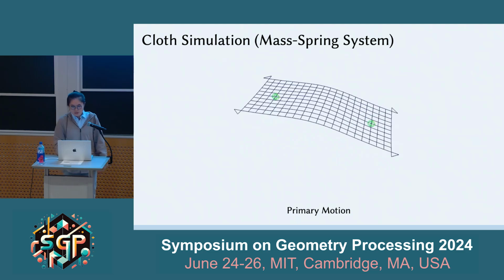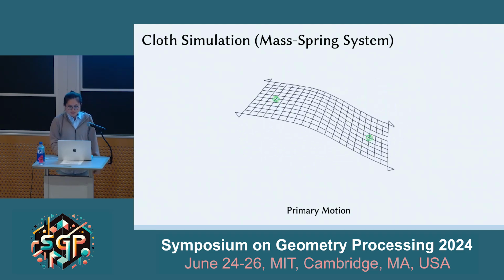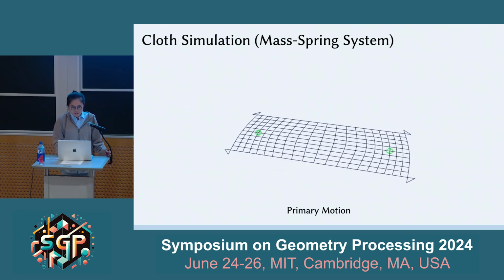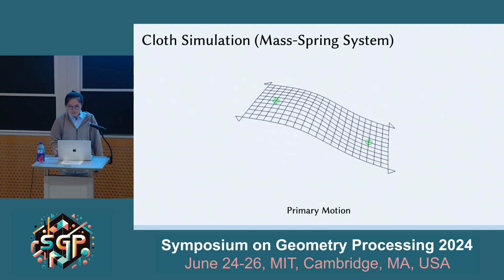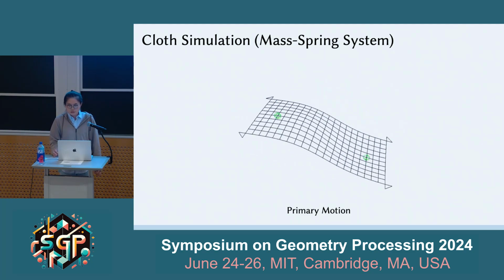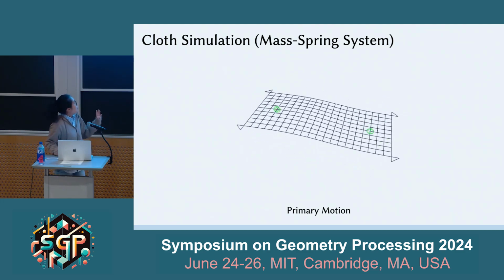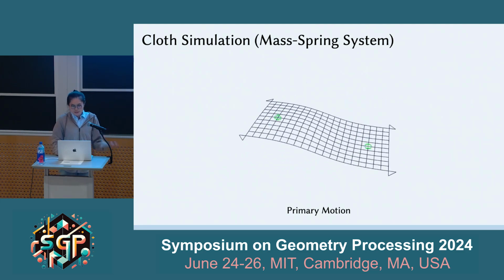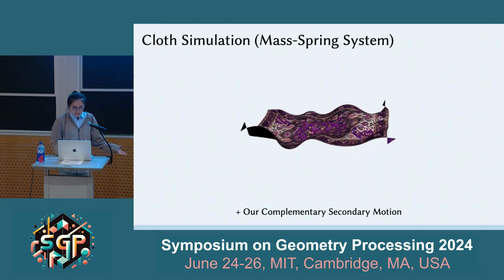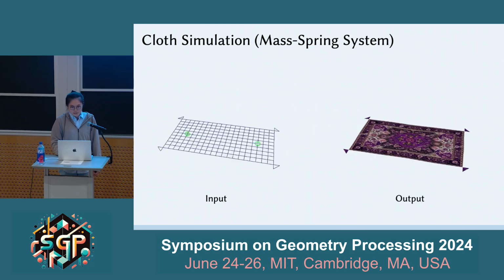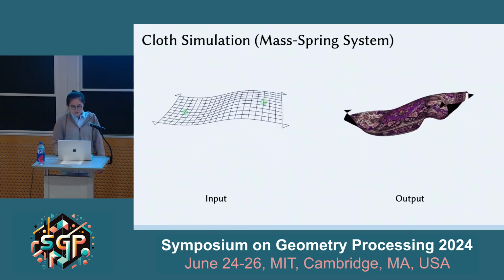Apart from solids, we can also use our method for cloth simulation. This one is just using the super basic material model, which is a mass-spring system that Minchen just introduced as a case study. Here we can show that this carpet is only rigged with 2 handles, which is super simple. And by adding the complementary part, it's already looking pretty good.